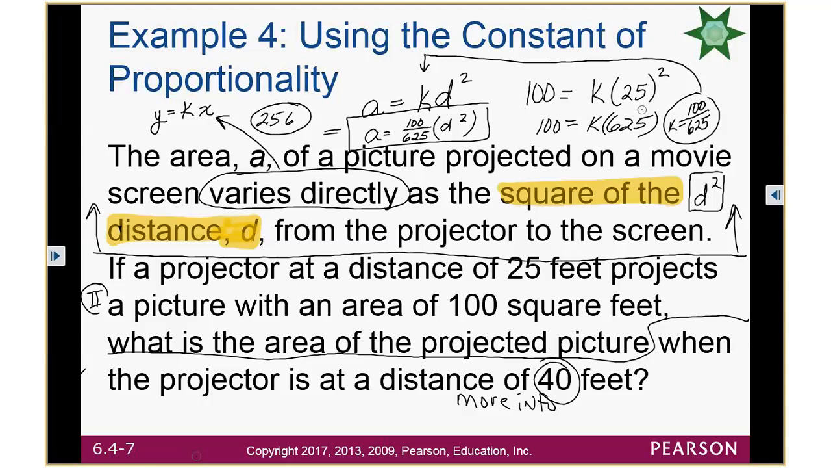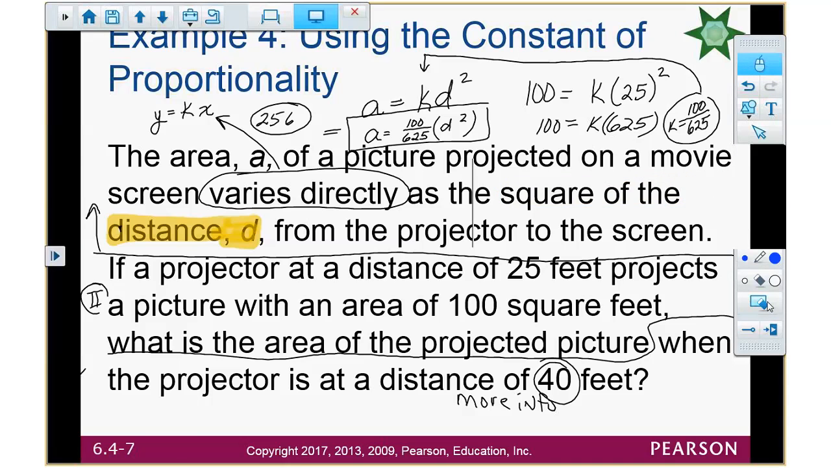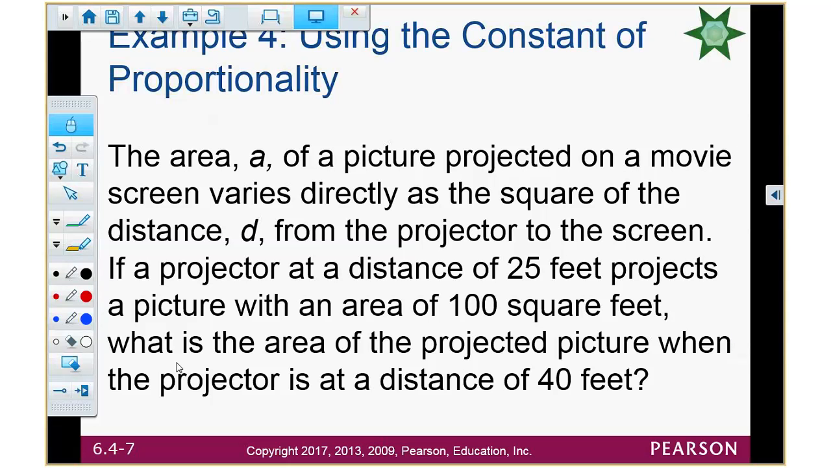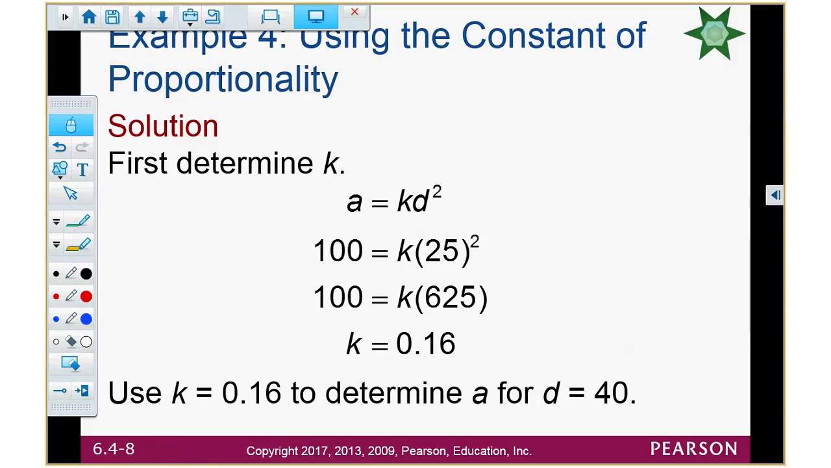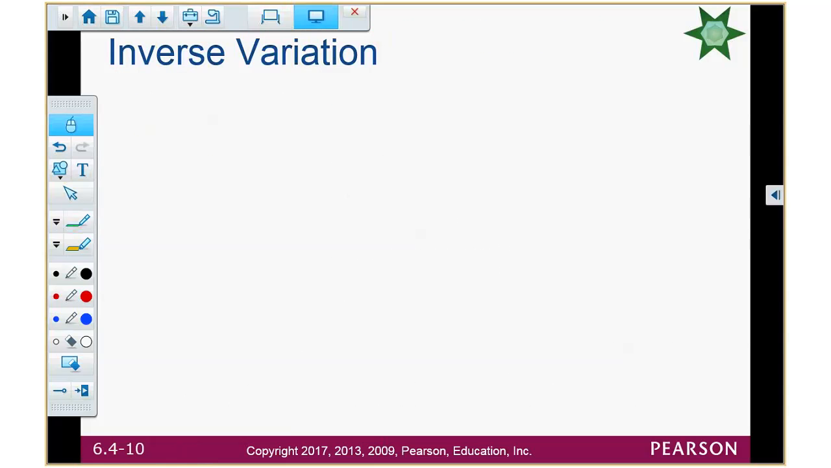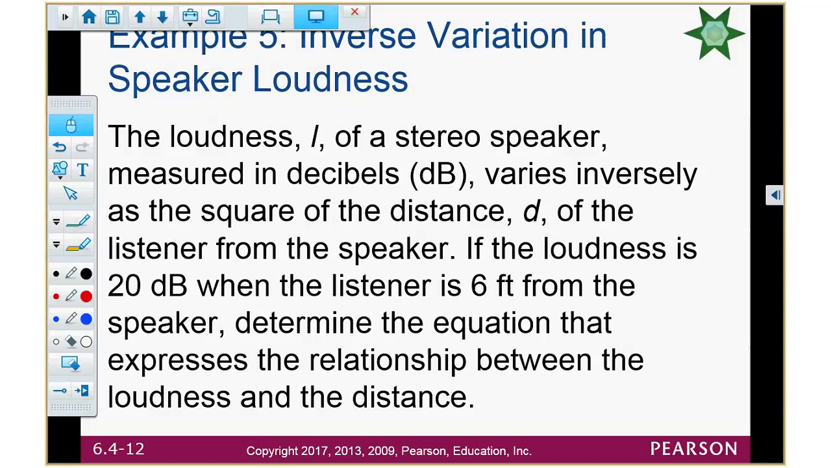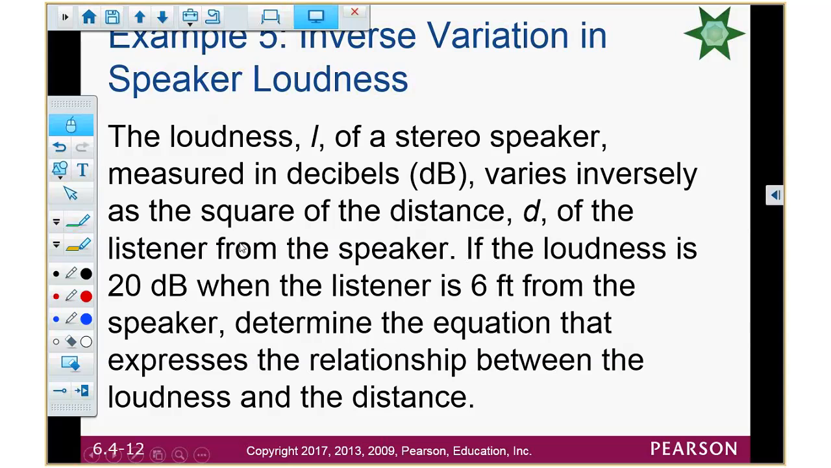All right, let's try nerdy. Now let's see what else they have for us. Okay, that has come out to 0.16. 40, okay, there you go, 2.6. I didn't know these things actually did that. This is the first time I used these, I think. I haven't used them before. All right, here's an inverse. Let's see. All right, the loudness.